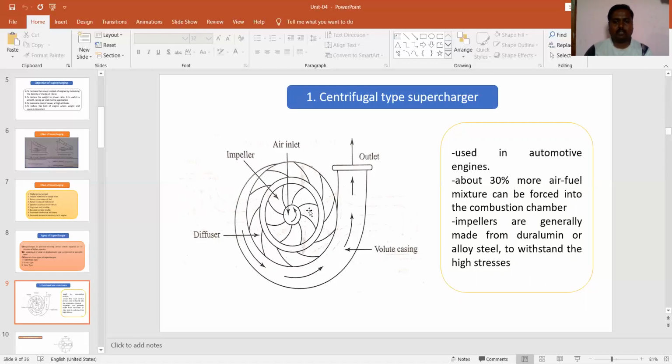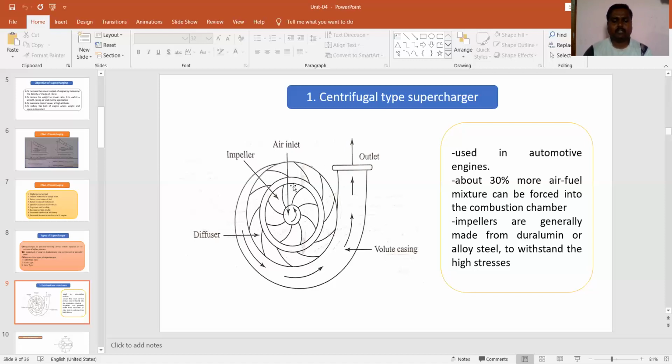Next, this is the outlet and this is the inlet. The atmospheric air which is supplied to the engine is connected to this air inlet. This air is passed through the supercharger, and this outlet is connected to the engine inlet. If you want to use the supercharger for an SI engine, then it is connected to the carburetor. If you want to utilize the supercharging concept for a CI engine, then it is directly connected to the engine.